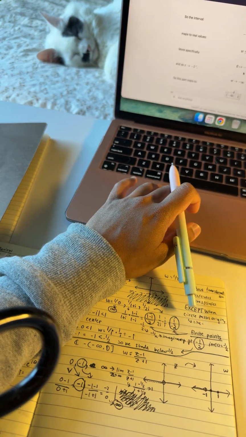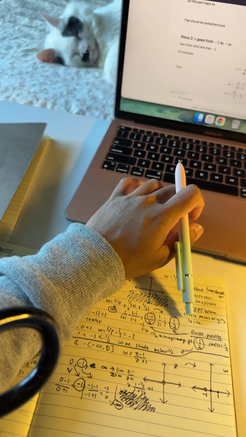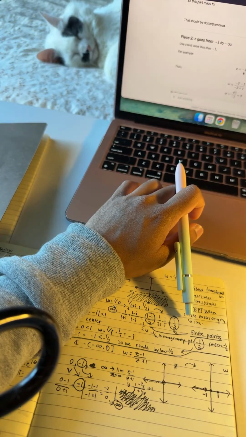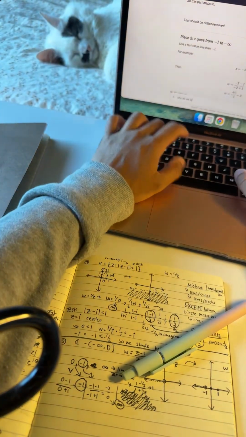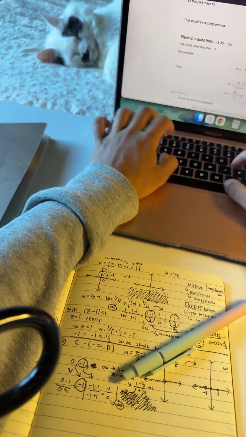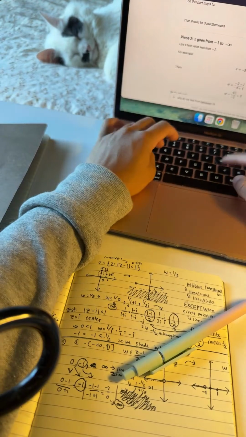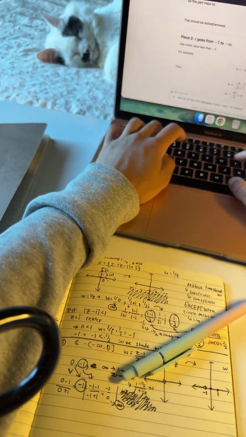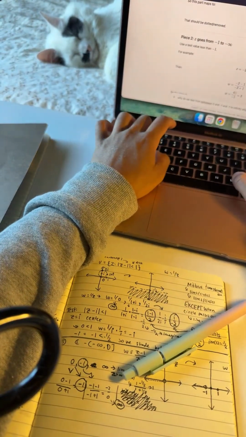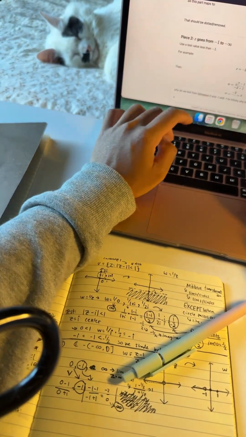Why do we test between 0 and -1 and -1 to infinity? Why those two intervals?